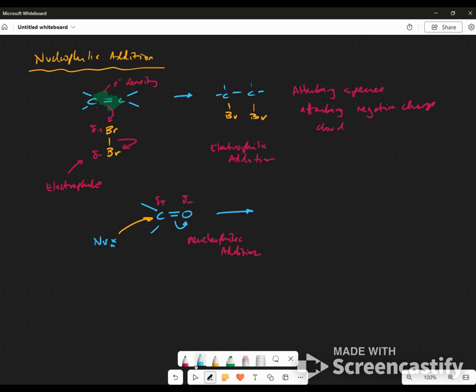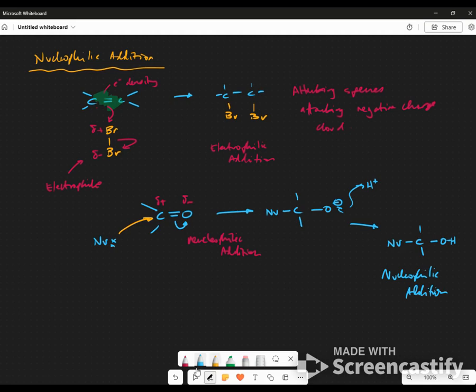So let's have a look at the nucleophile attacking, and we're going to get something like this. The nucleophile is going to bond onto that carbon. And this O minus here is then going to capture a proton from somewhere, and we're going to get the nucleophile, carbon, and OH. And this is nucleophilic addition. So it's two things coming together to make one thing.